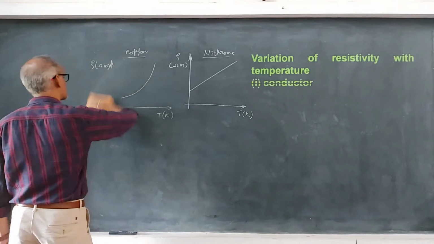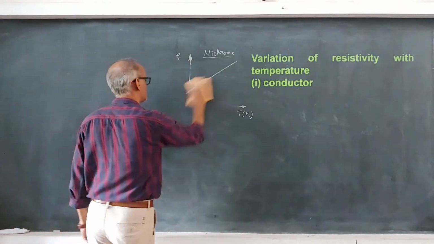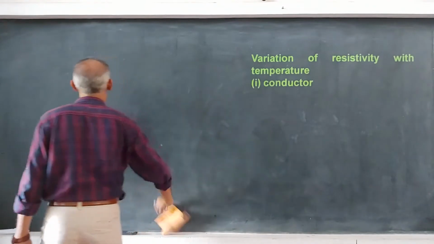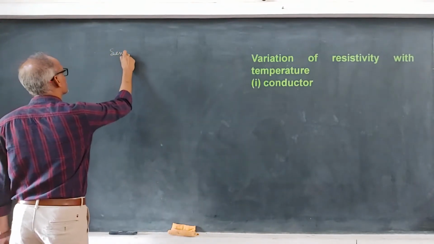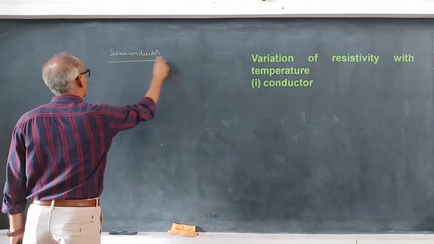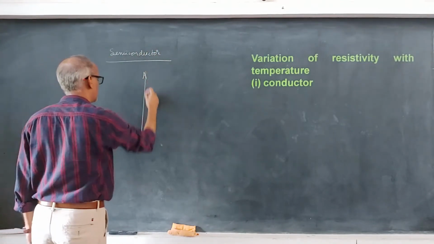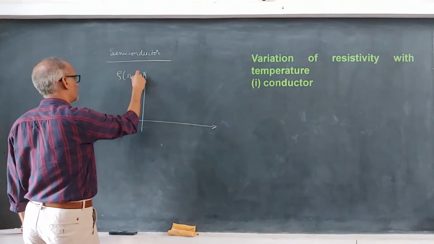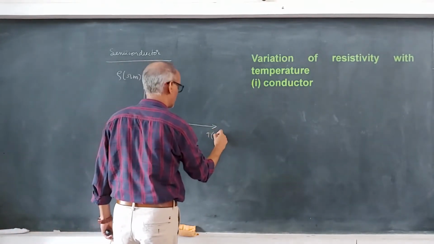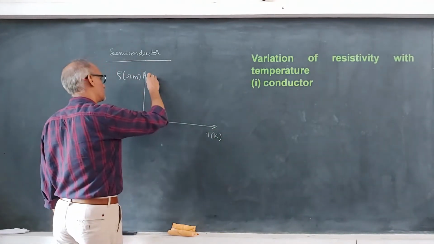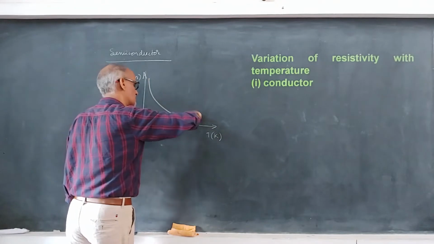But when it comes to the case of semiconductor, we know that the resistivity decreases with increase in temperature. So this is the resistivity in ohm meter, this is the temperature in Kelvin. So as the temperature increases, resistivity decreases, and it decreases like this.